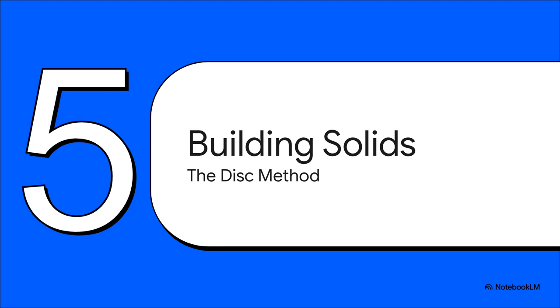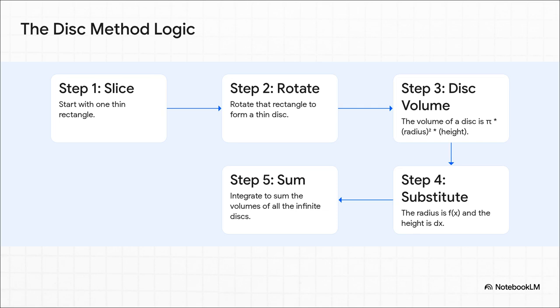So how in the world do we measure the volume of this new complex shape? Well, we use a technique called the disk method, and it uses the same core idea we started with, slicing things up. Here's how it works. Look at step 1. We start with just one of our original super thin rectangles. In step 2, we rotate only that one rectangle and it forms a thin disk, kind of like a coin. Now we know the volume of any disk is pi times the radius squared times the height. For our little disk, the radius is just the height of the curve, f of x, and the height of the disk is that tiny width, dx. So to get the total volume, we just integrate to sum up the volumes of all the infinite disks that build our final shape. It's brilliant.